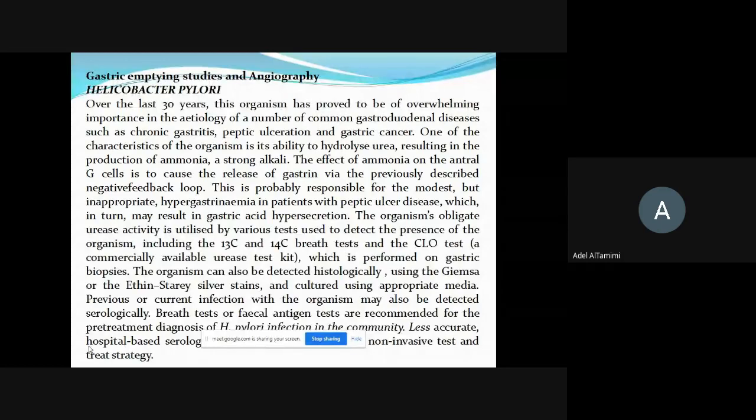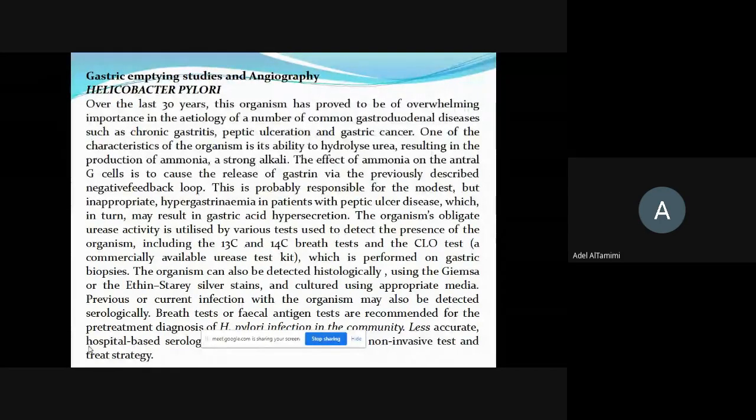Let us talk about Helicobacter pylori. H. pylori is a very important bacterium that has made a revolution. The detection of H. pylori made a revolution in the understanding of many gastric conditions, including gastric ulcer, peptic ulcer, duodenal ulcer, many types of gastritis, and the development of gastric cancer.